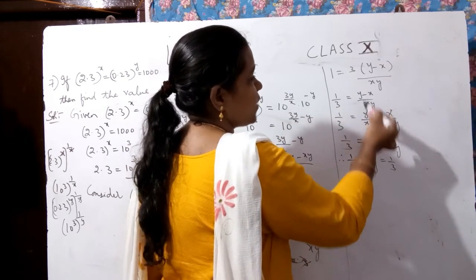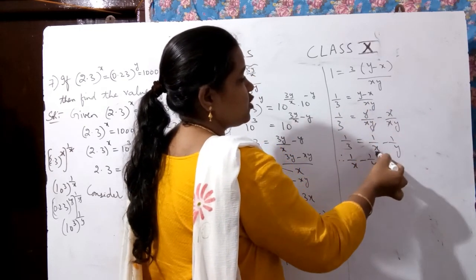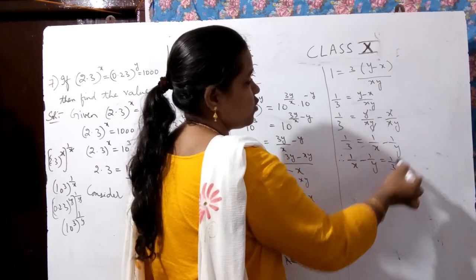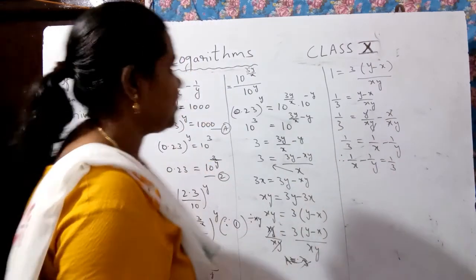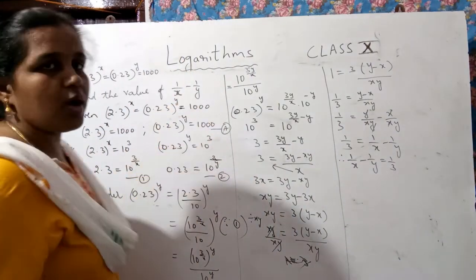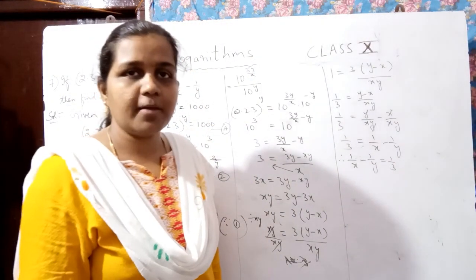Now apply this xy separately. So y gets cancelled, 1 by x. x gets cancelled, 1 by y. So 1 by x minus 1 by y is equal to 1 by 3. We have to find the value of 1 by x minus 1 by y. So in this way we can find the value.